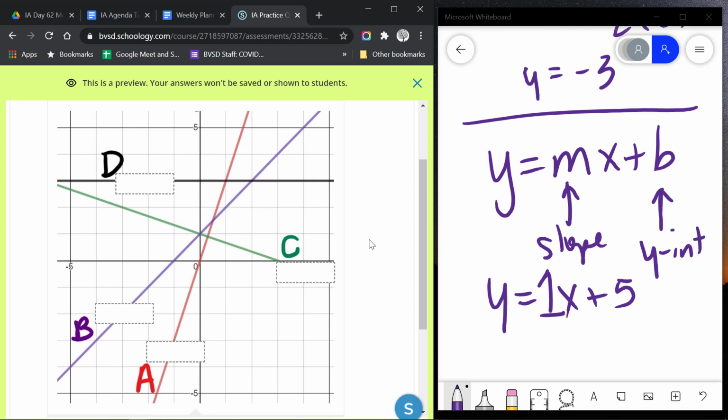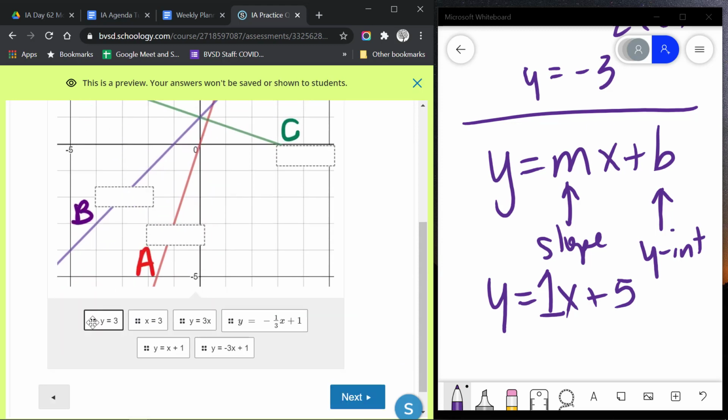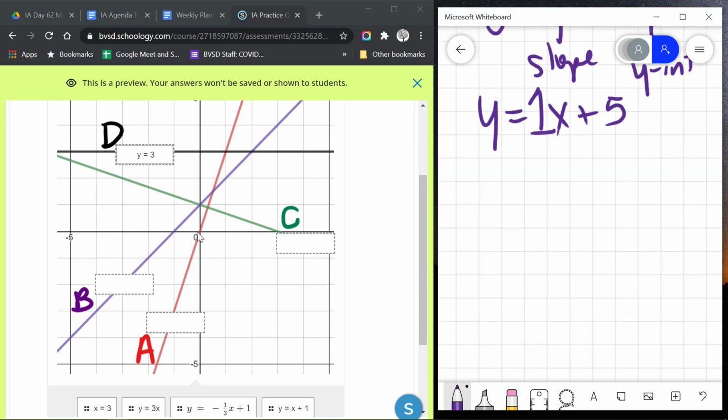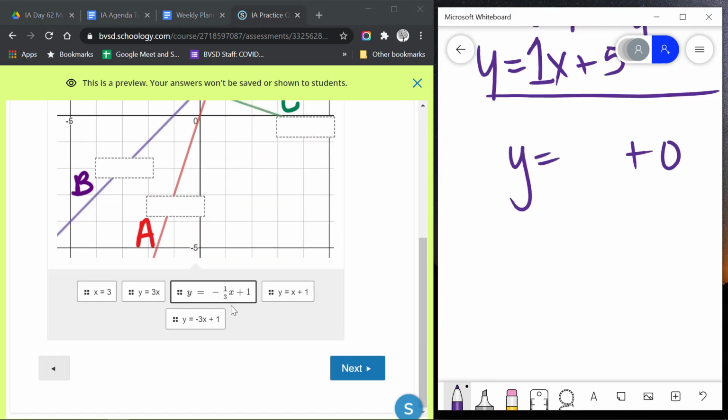All right, now we're going to match equations with the line. So this D, I know that's going to be the line y equals 3, because no matter what x is, y is 3. So y equals 3, that goes right there. All right, let's look at A. Well, it looks like A has a y-intercept of 0, so it's going to be something plus 0. But let's look down at our options. Okay, I've got a line here, x equals 3.